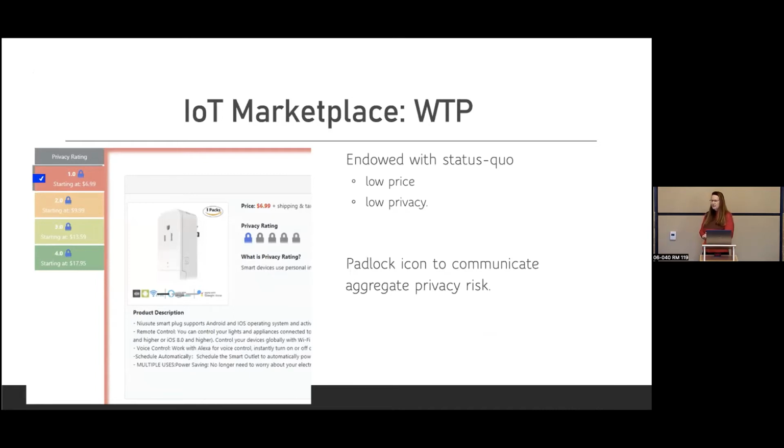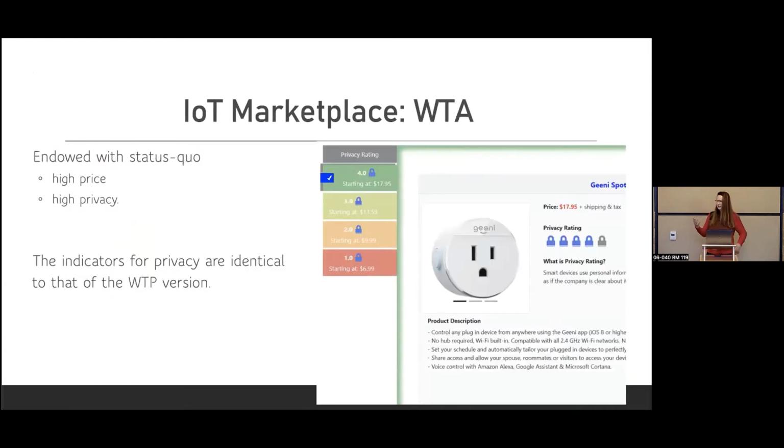And this is how the internet is now, right? A lot of things are free and your privacy is a dumpster fire. When we did that, we let people click for more or less privacy using the same locks. Then we flipped it so that they were endowed with high privacy. We found that our participants, we gave them $25 and had them buy things so they got to keep the extra money, spent on average $8 extra for a light bulb, which is almost twice the cost of the cheapest light bulb if they were in this group.